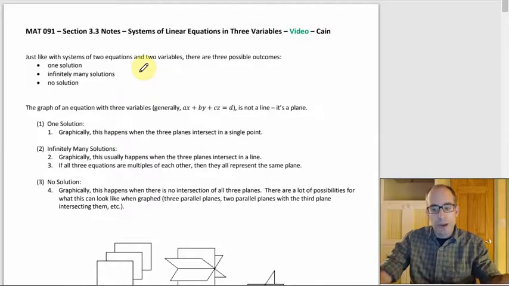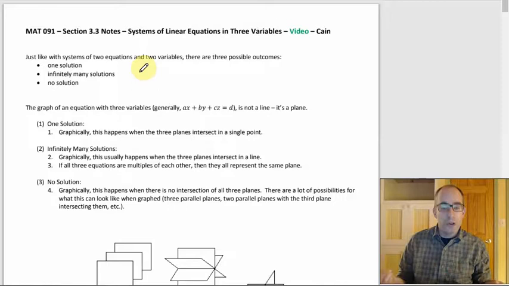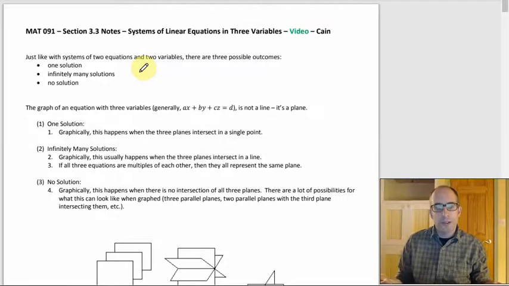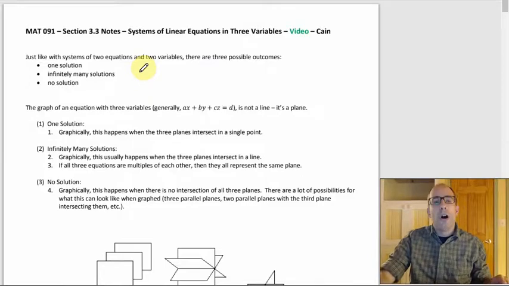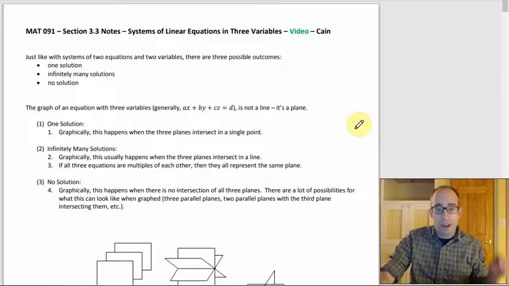Like the different types of outcomes at the very end after you've done all the solving. You could have one solution, you could have infinitely many, or you could have no solution. So it's the same three overall concepts that we would have had in 3.1. Although what these things actually mean would be a little bit different graphically.